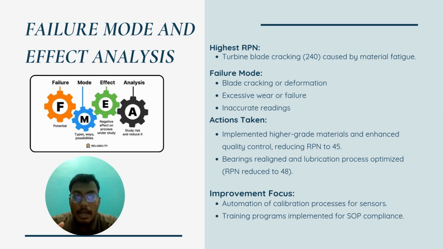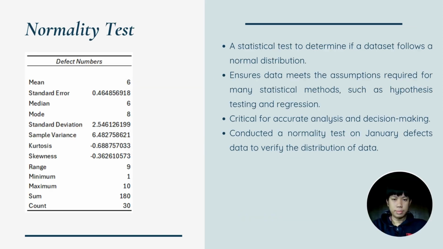For instance, blade cracking caused by material fatigue at a high risk priority number of 240 was reduced to 45 by switching to higher grade material, while bearings with excessive wear at the initial risk priority number of 96 were reduced by 48% by optimizing the lubrication. So overall, targeted actions like advanced training, regular inspection, and system upgrades significantly lower the RPN values, enhancing operation reliability and minimizing the downtime. Now I will continue with the normality test.